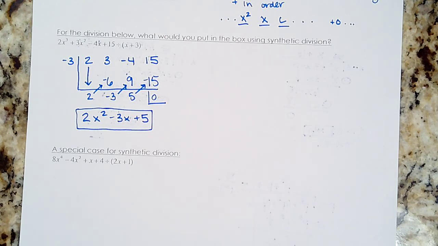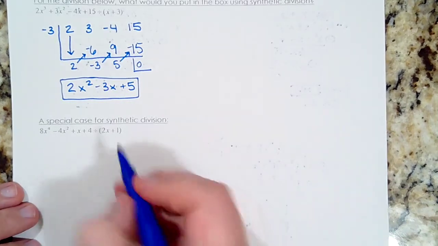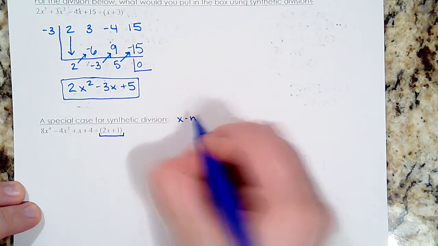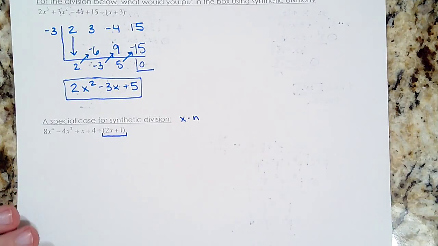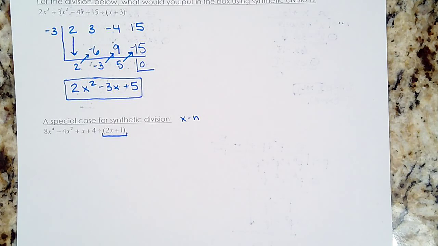And you can check these using long division, but I assure you synthetic works well as soon as you start to see it. All right, the last one we have is a special case. And you'll notice the reason that it's special is because this is not in our usual form of x minus n. Why is it not in that form? Well, because it has a 2 out in front of the x.